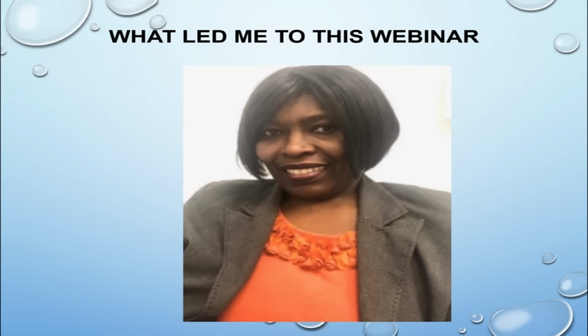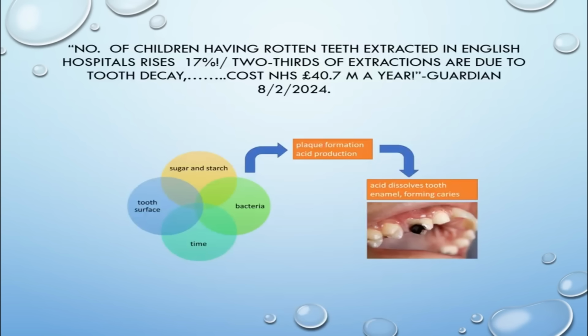This is what motivated me to do this presentation, to educate, sharing knowledge. I believe in the KAB model of knowledge, attitude, and behavior. And this is a statistic from The Guardian. It says the number of children having rotten teeth extracted in hospitals due to tooth decay costs the health service £40.7 million. This statistic was published on the 8th of February 2024.